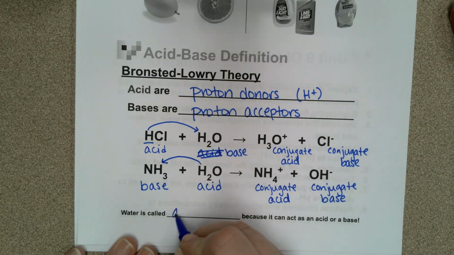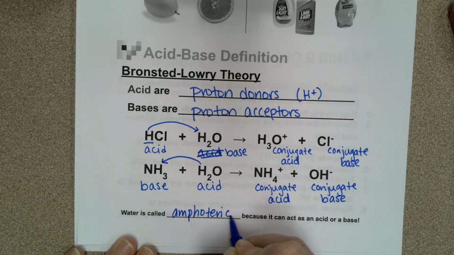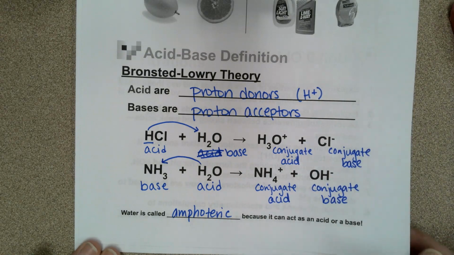Water is called amphoteric, because it can act as an acid or a base. So if we look in this first equation, it acted as a base because it accepted that hydrogen. In this second equation, it acted as an acid because it donated a hydrogen or a proton.